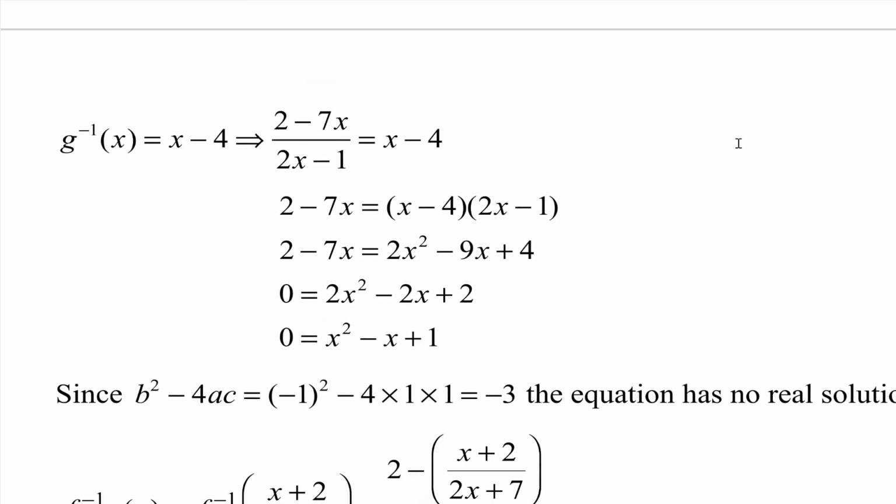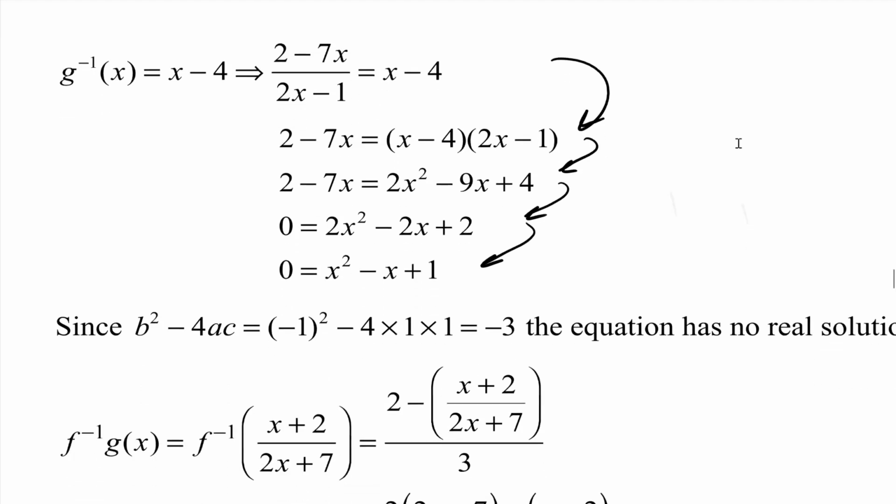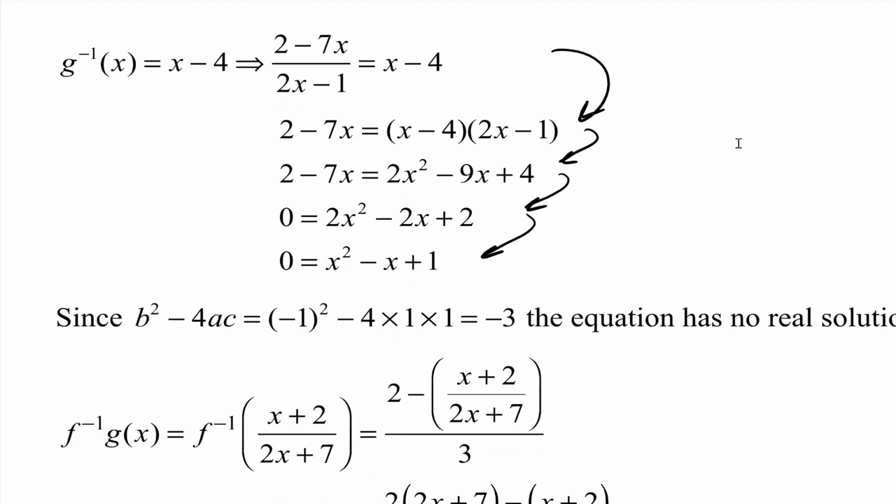So multiply both sides by 2x minus 1. Expand on the right hand side, we've got a quadratic here. Add 7x and subtract 2 gives us this thing here. So divide by 2 just makes it a little bit easier. So in order to show that this equation here has no real solutions, we can show that the discriminant is less than 0. That's the important thing.